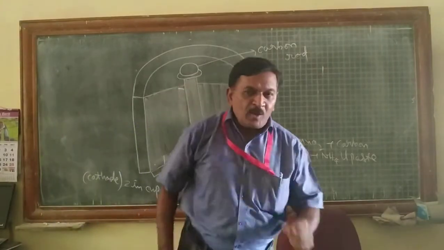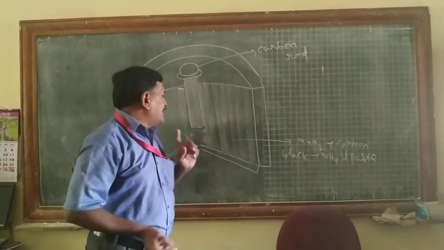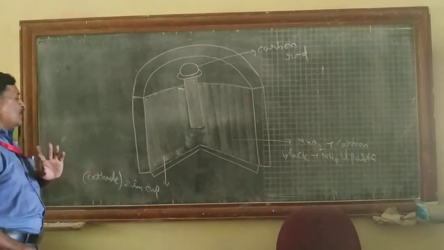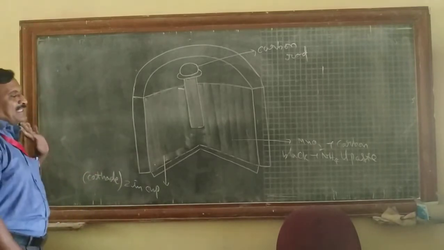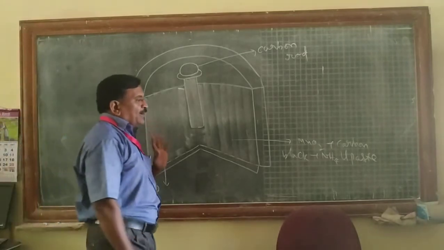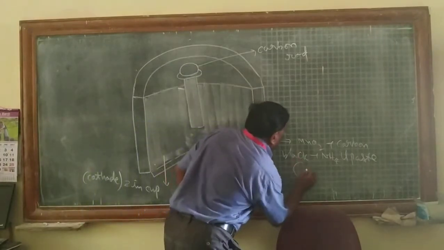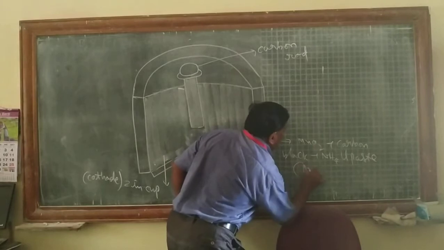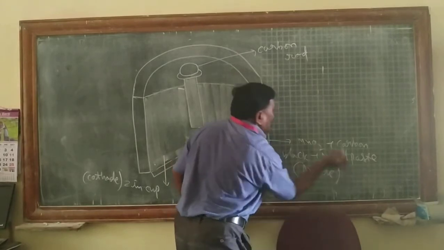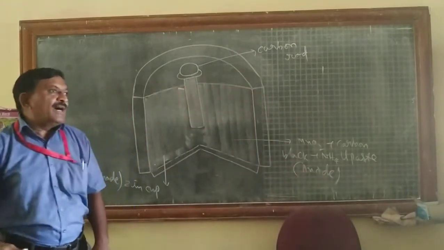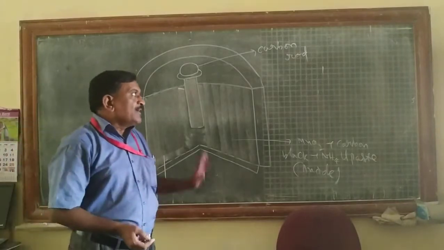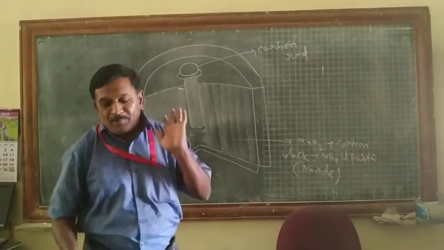At the center there will be a carbon rod in any cell. Toward the left side of the carbon rod is the zinc cup, which acts as the cathode, and the right side has manganese dioxide, carbon black and ammonium chloride, which acts as the anode. It produces power. This is the construction of a primary cell.